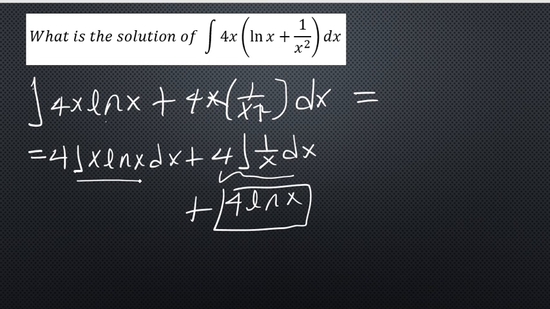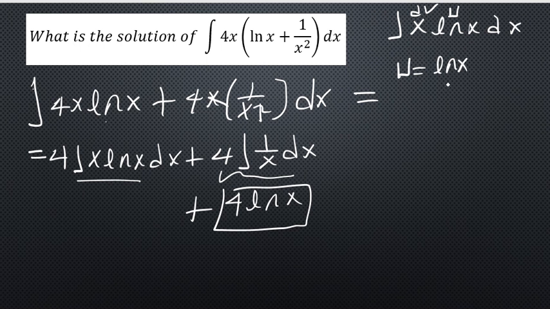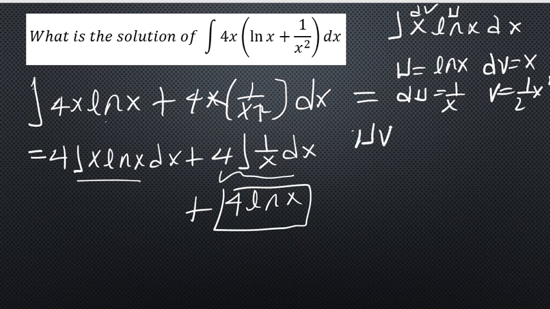Left is this part. This one we cannot integrate without applying the by parts rule. So when we apply by parts, let's bring it here. It's x ln x dx. So we can take one of them as u, the other one as dv. So let's take this one as u, this one as dv. So u is equal to ln x, which means du is equal to 1 over x. And dv is equal to x dx, which means v will be, integrating, 1 over 2 x squared. Then the rule says uv minus the integral of v du.